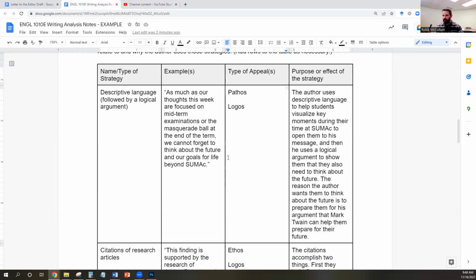But for now, you just want to get a list of this data, fill out this chart, and then come to class prepared to talk about it.